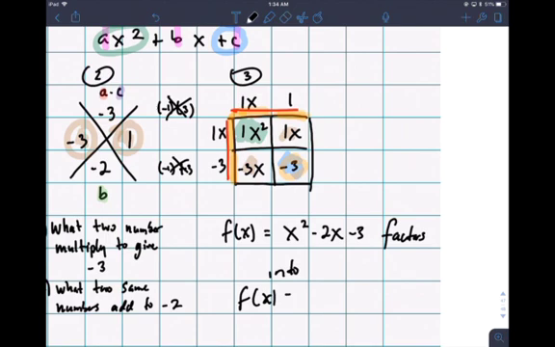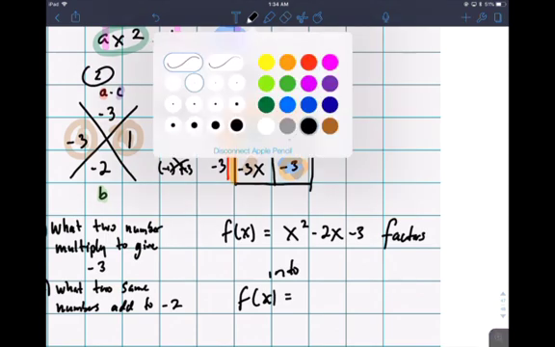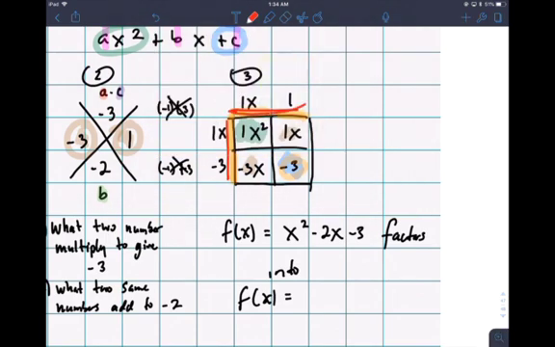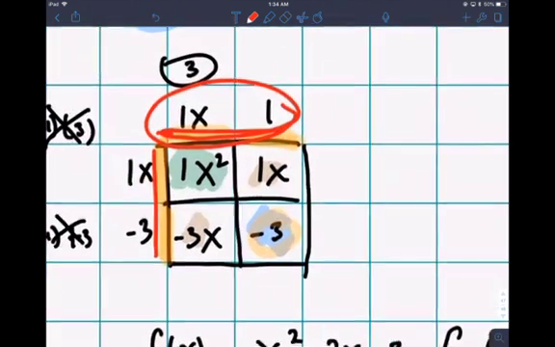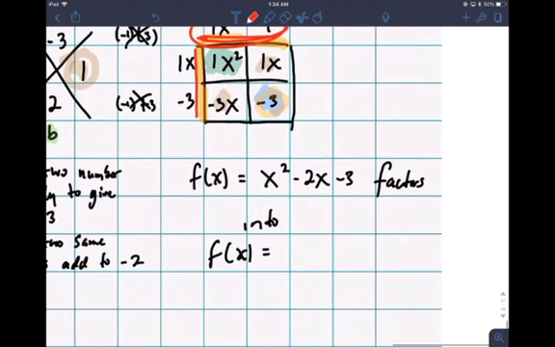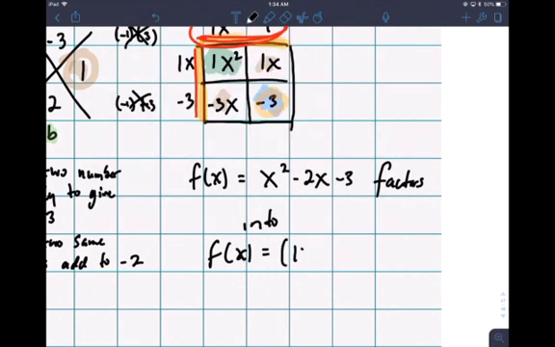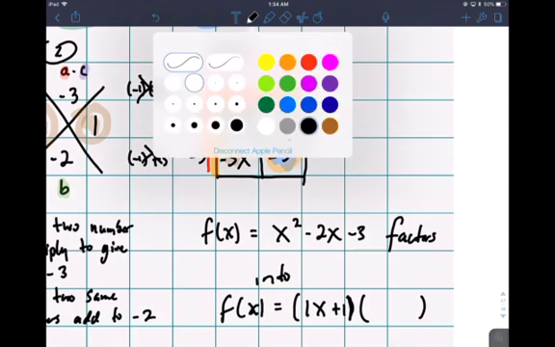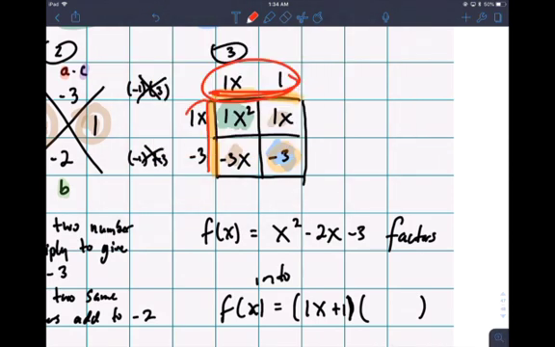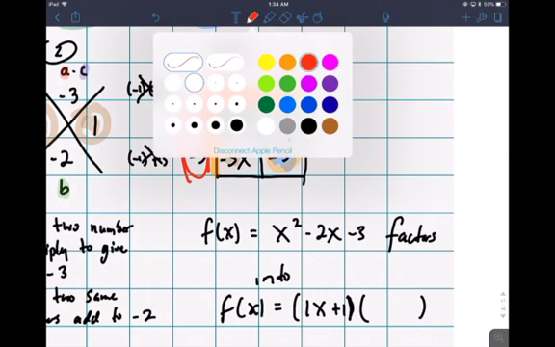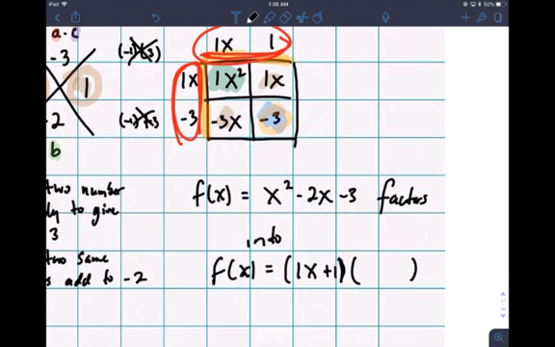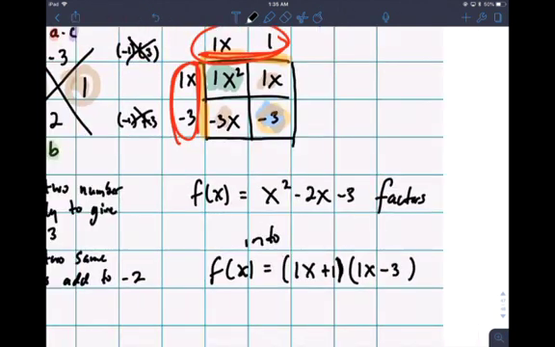f of x is equal to, so again, it doesn't matter what you look at first, I'm going to look at this one first. Remember, when there's no number in front, it means plus 1, so it'll be 1x plus 1 times the other binomial, and again this comes from the area model, which is this one, 1x minus 3. So that's it. That's what it factors into.